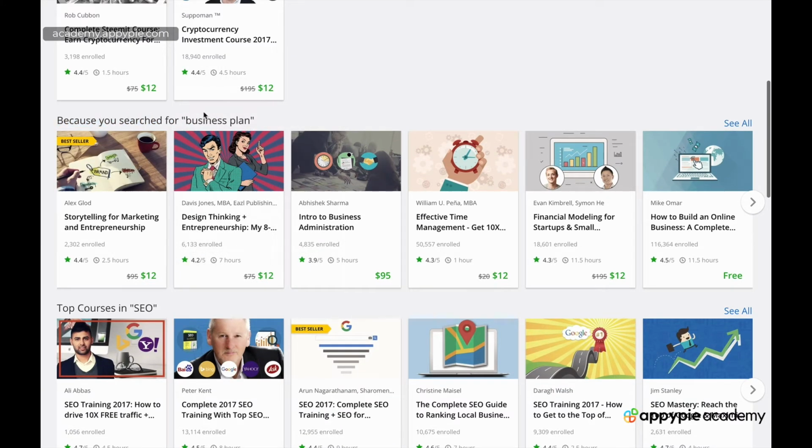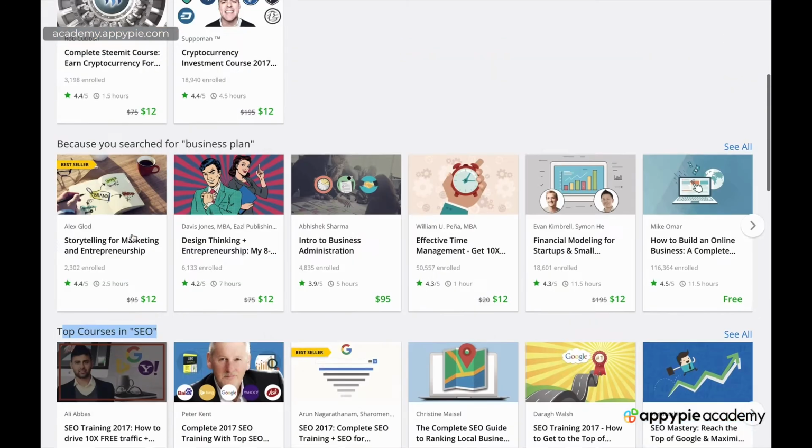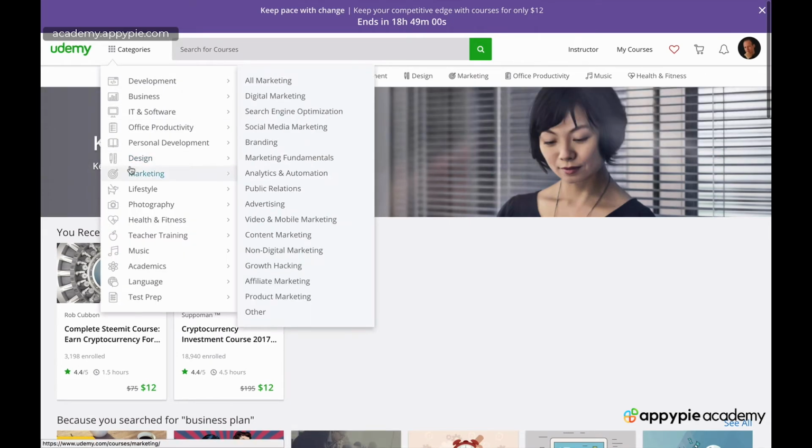Because I searched for business plan, they're showing me something. Because I searched for SEO, they're showing me something. So they're recommending me a lot of stuff. And not only on Udemy do they have recommendations, but they have category algorithms. So these are the 4 algorithms that we went over: search, also-boughts, categories, and recommended. Okay, now let's go over how you get your content or products to be recommended.